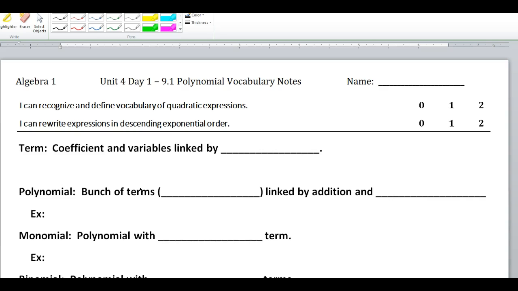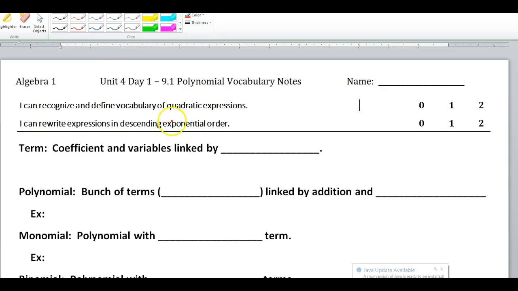Today we are going to talk about polynomial vocabulary. This is very crucial for the entire unit because as I'm instructing, every time I say one of the words, if you don't understand what it means, you're trying to figure out what that word was, and then you miss everything else that follows. So knowing the vocabulary is very, very important.